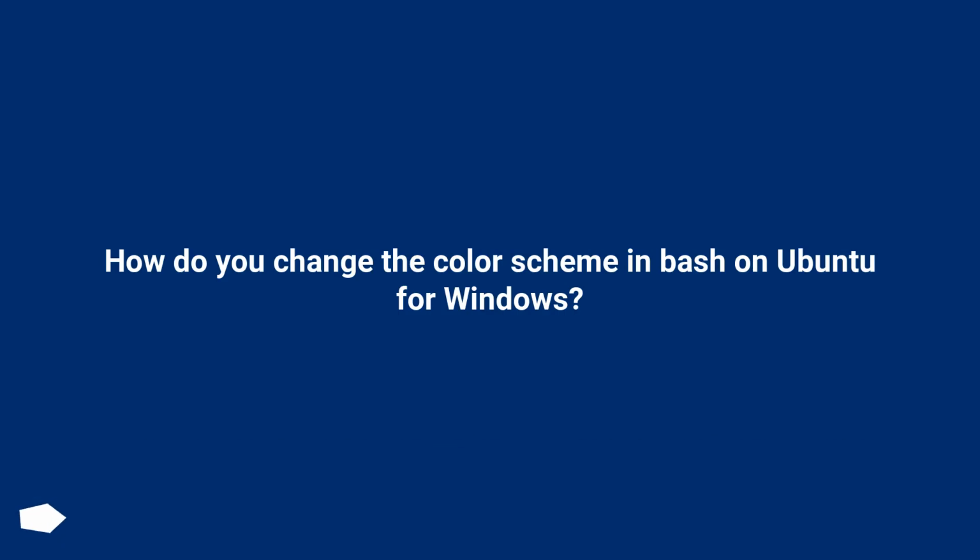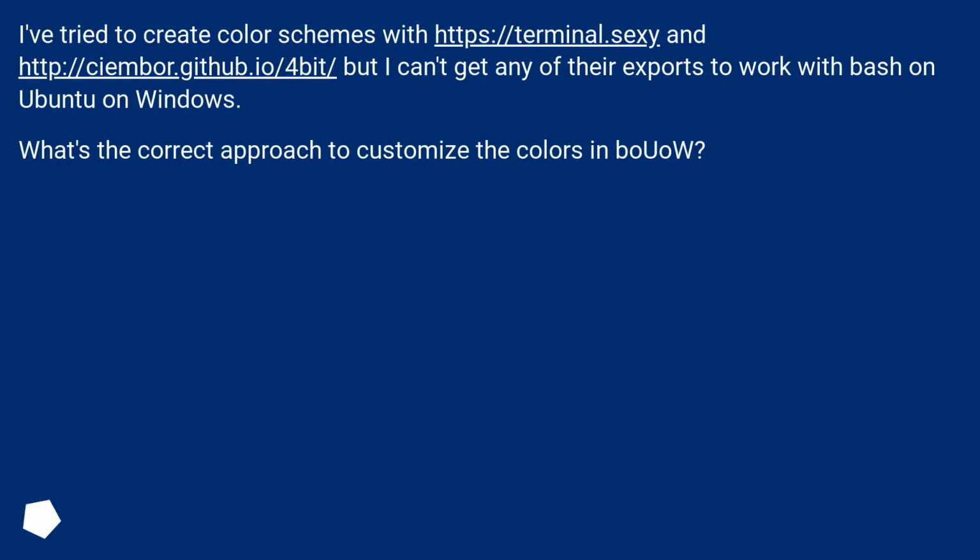How do you change the color scheme in Bash on Ubuntu for Windows? I've tried to create color schemes with this URL and this URL, but I can't get any of their exports to work with Bash on Ubuntu on Windows. What's the correct approach to customize the colors in Bash?